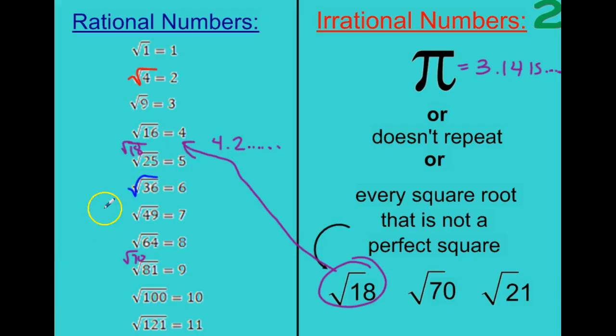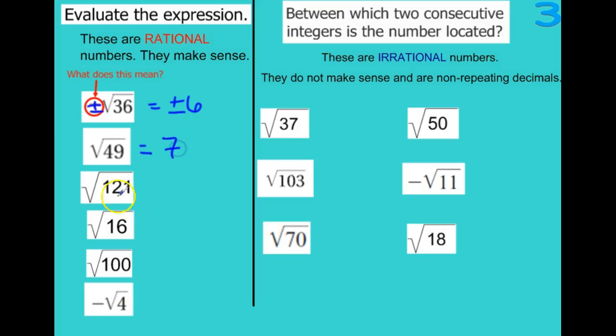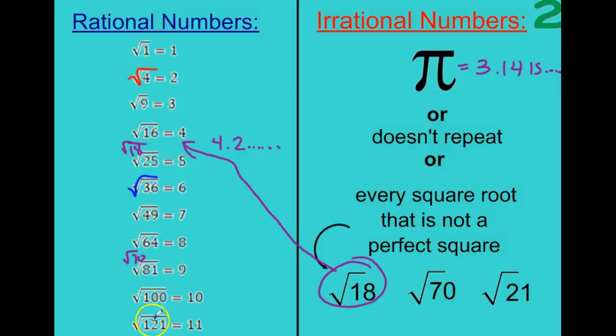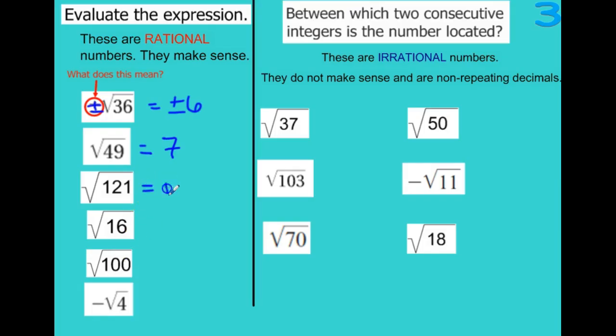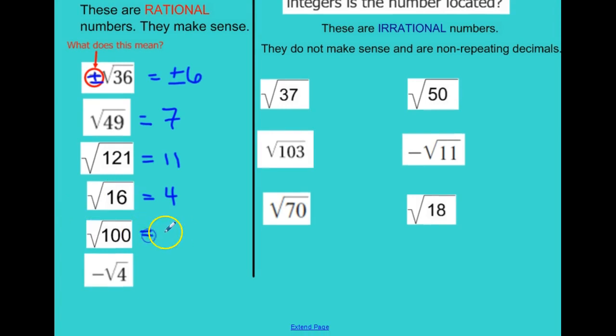The square root of 49 on our list right there is 7. The square root of 121, way down here, is just 11. The square root of 16, hopefully you should know 4 times 4 is 16. And the square root of 100 is really just 10. And then our last one here, we know our answer is going to be negative because there's a negative sign. What number multiplied by itself gives us 4? Well, the answer should be 2.